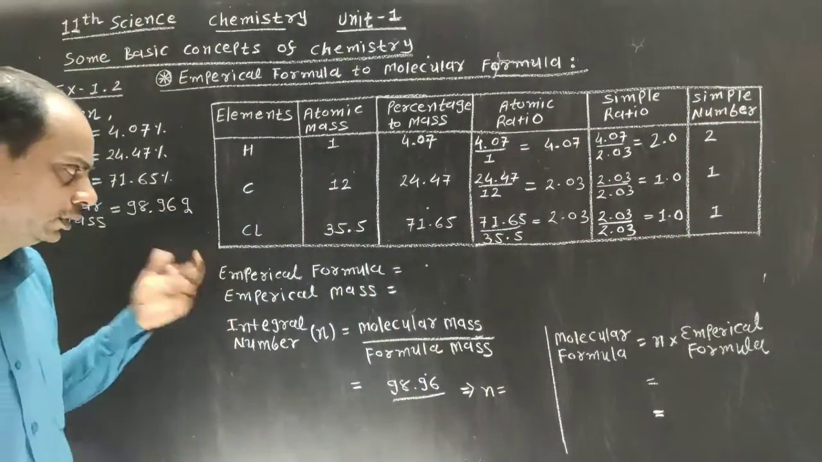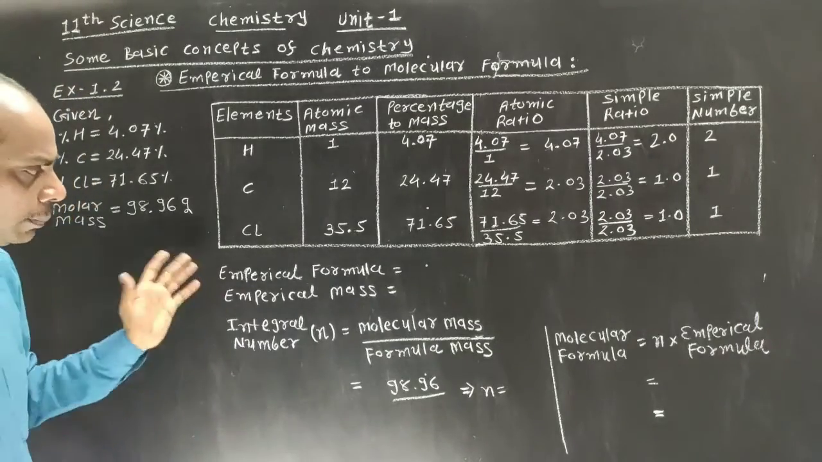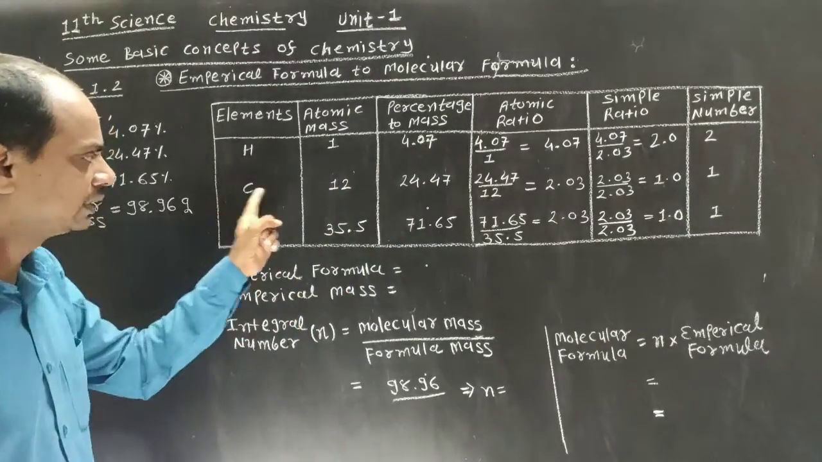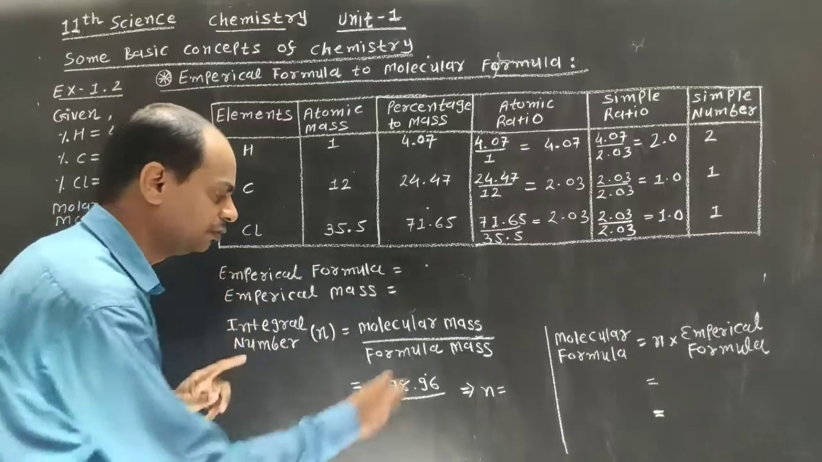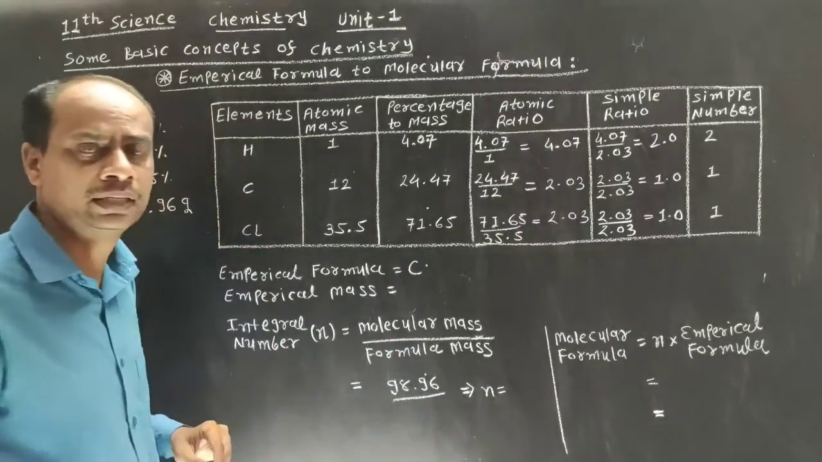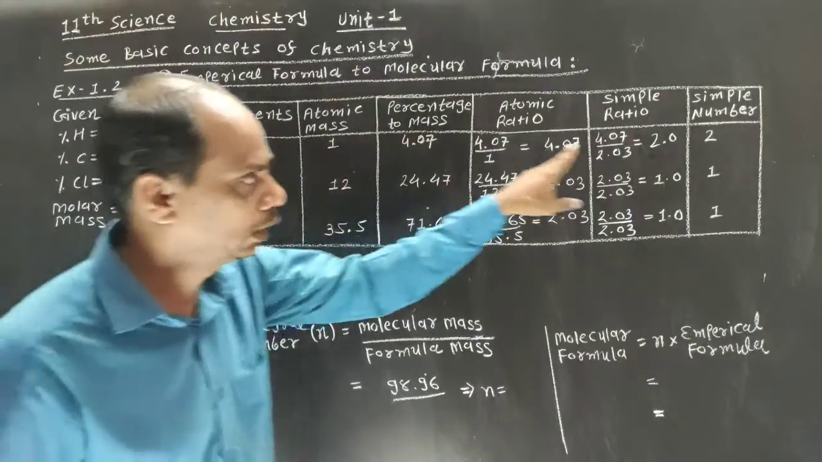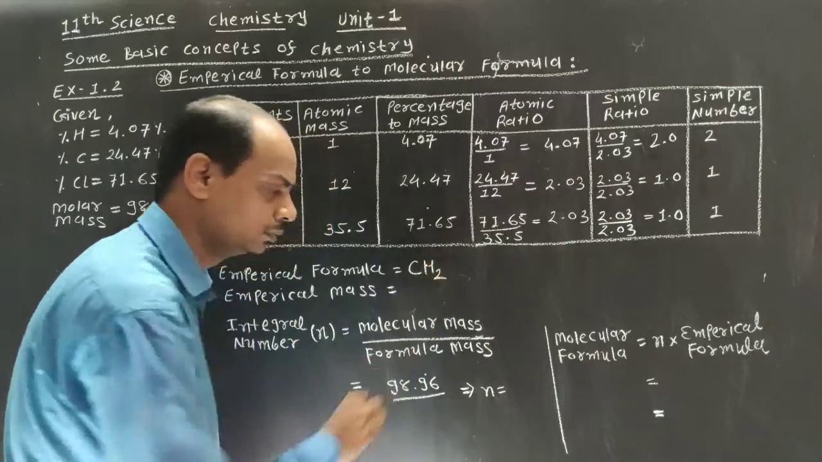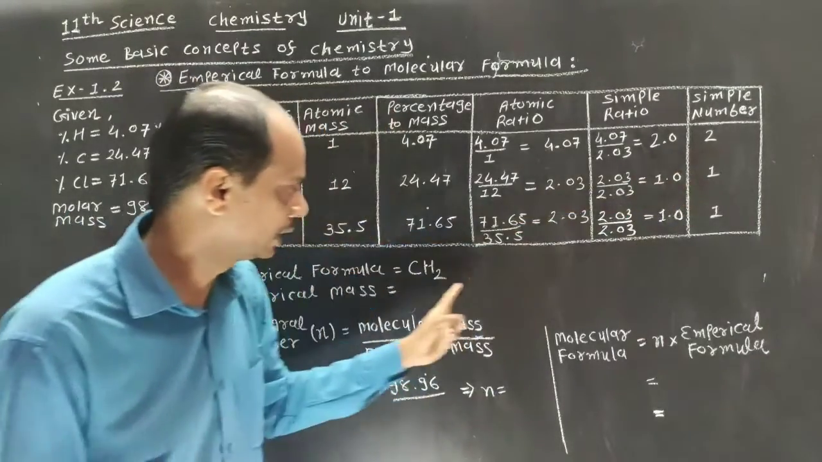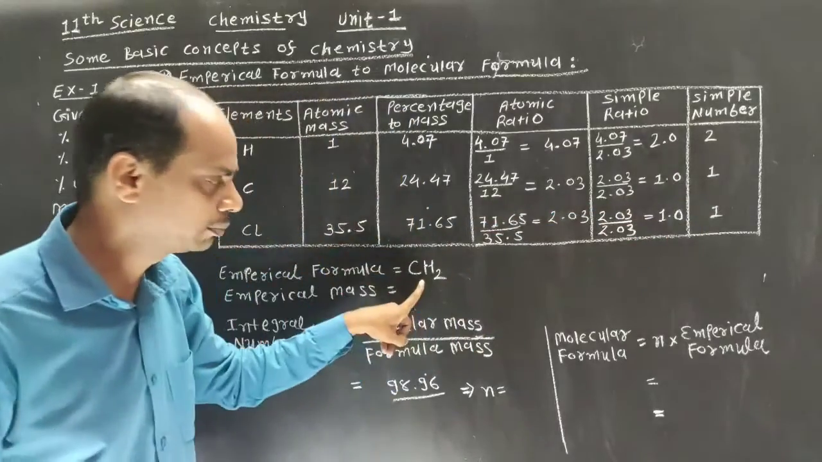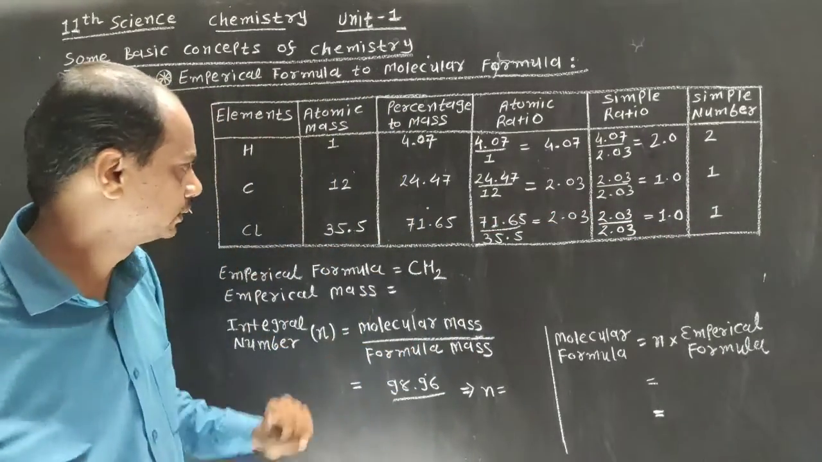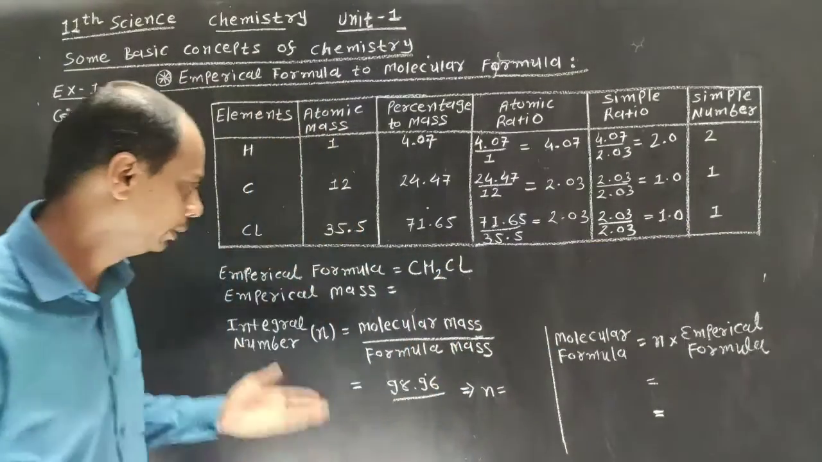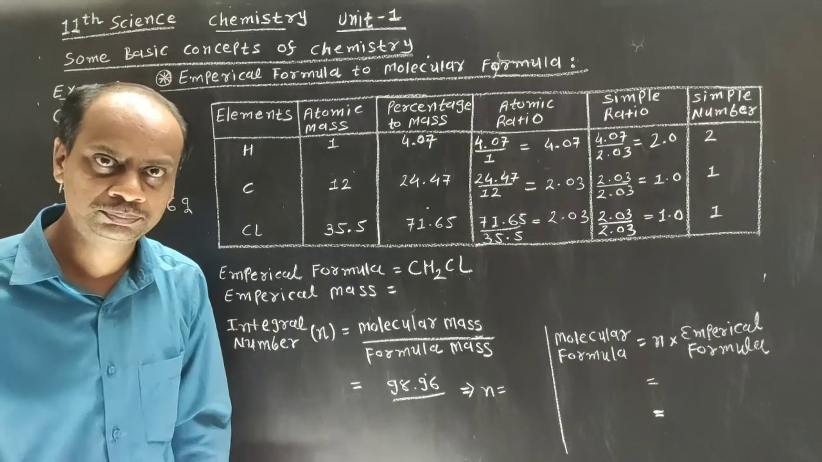Now let us obtain the empirical formula. How can we obtain the empirical formula? By using the simple number. For carbon, what is the answer? 1. So the empirical formula has 1 carbon atom. Hydrogen. How many hydrogen atoms? 2. So I am going to write down H2. Am I clear? If the answer is 4, then 4. If the answer is 3, then carbon 3. Next, chlorine is 1 time. So this is the empirical formula, CH2Cl.